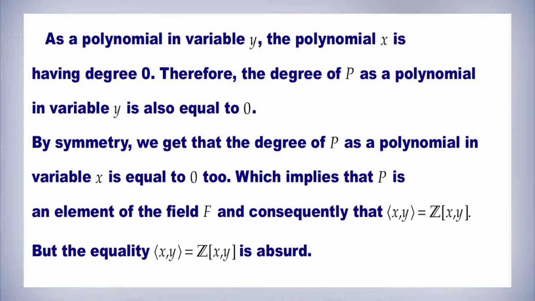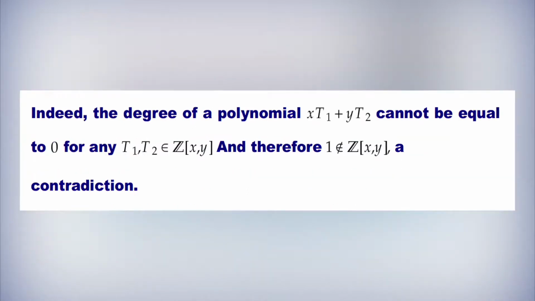which implies that p is an element of the field F and consequently that the ideal generated by x, y is equal to Z[x,y]. But the equality of the ideal generated by x, y with Z[x,y] is absurd. Indeed, the degree of a polynomial x t1 plus y t2 cannot be equal to 0 for any t1, t2 belonging to Z[x,y], and therefore 1 does not belong to the ideal generated by x, y.